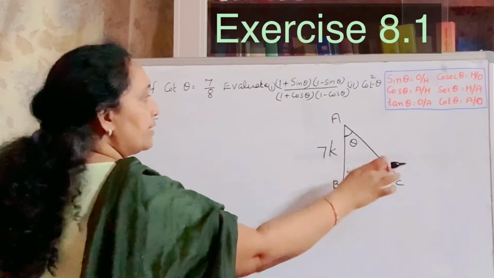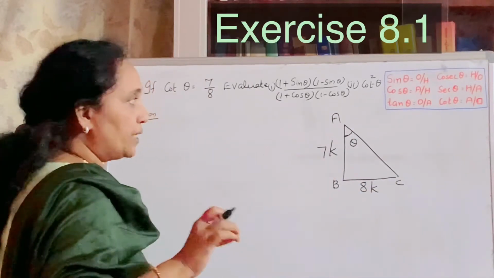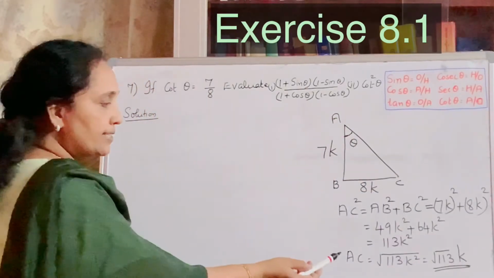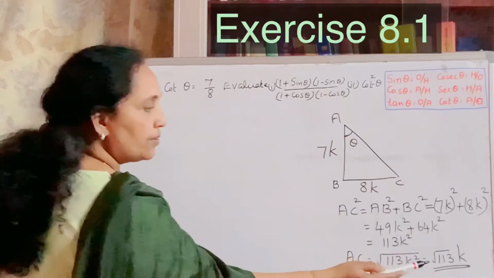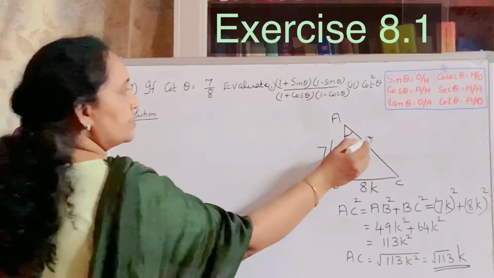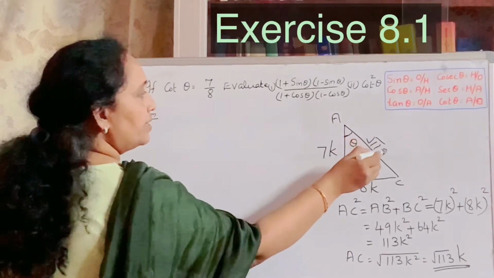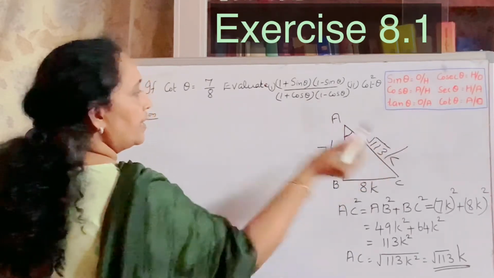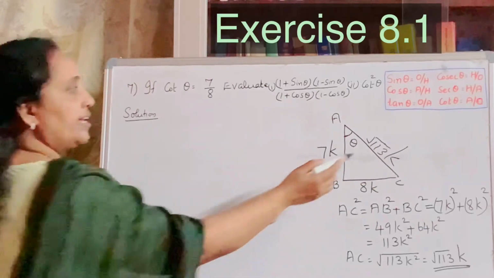Cot theta is adjacent side by opposite side. So this is 7K, this is 8K. Now find out AC using Pythagoras theorem. By Pythagoras theorem, we get AC is equal to root of 113K. So this is root 113K.